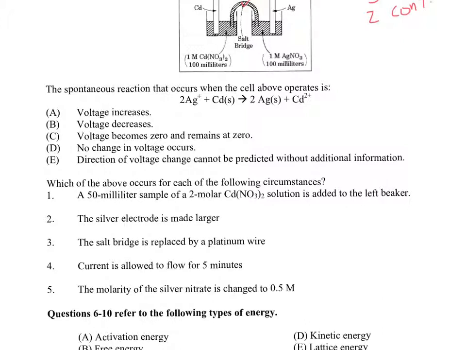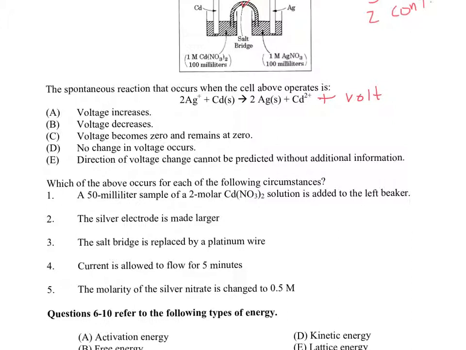All right. First of all, since we know this is galvanic, what I want you to do is put a plus volt over here. Does that make sense? Why? Because since it's galvanic, a voltage is a product. We're going to produce it. And then this just kind of works just like Le Chatelier. A 50 milliliter sample of a 2 molar cadmium nitrate.